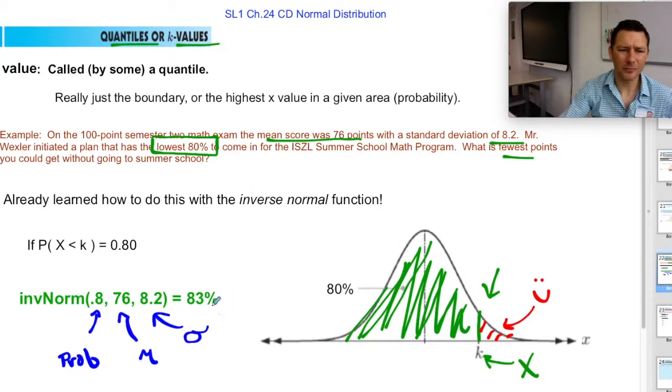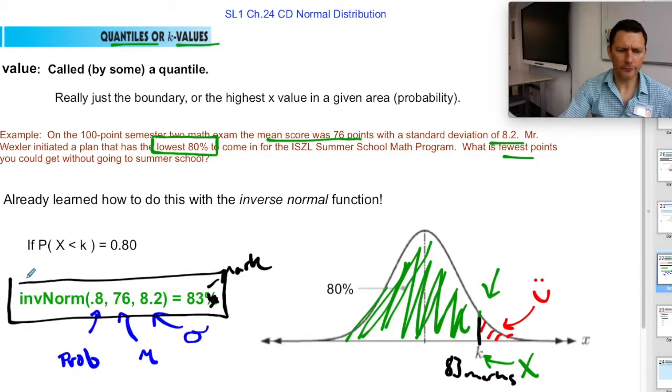Let me not write this as percent just so I don't confuse you. This is 83 marks, maybe, or a score of 83. Cool, so this value is an 83. 83 marks. If that doesn't look familiar, check out my previous video on normal distributions.